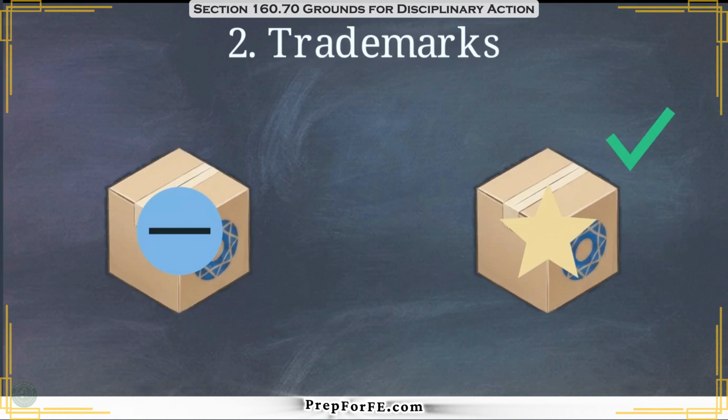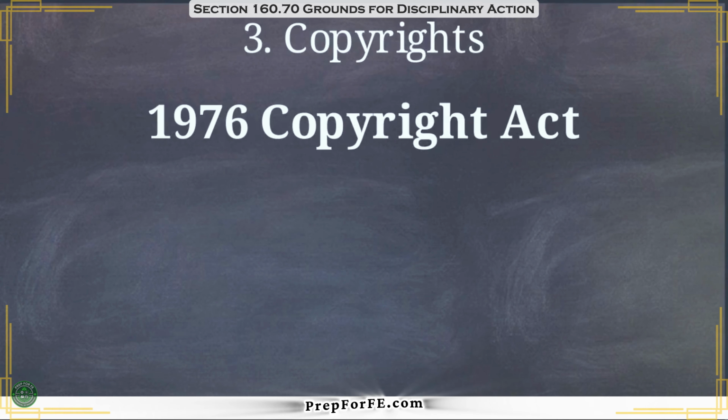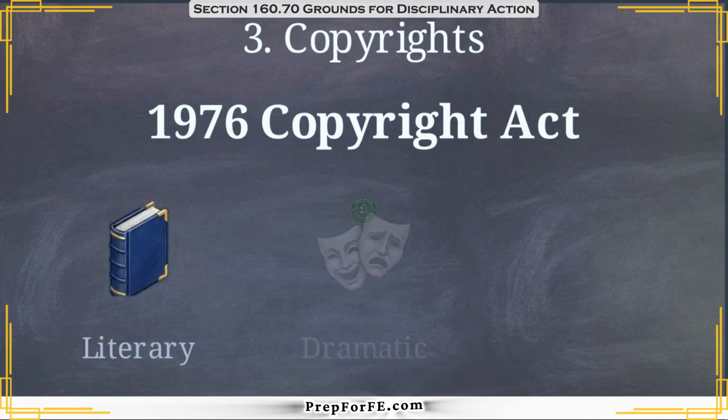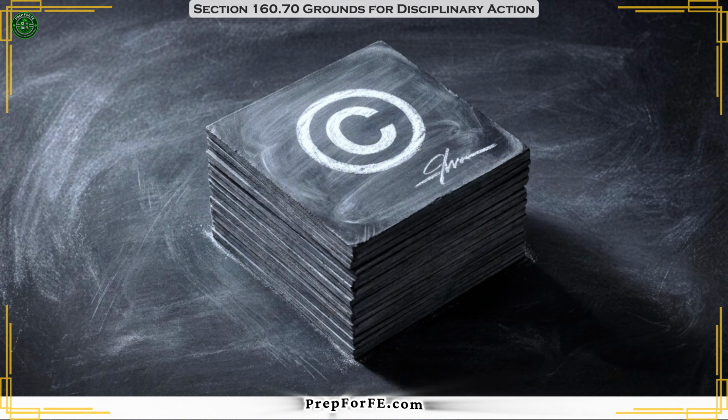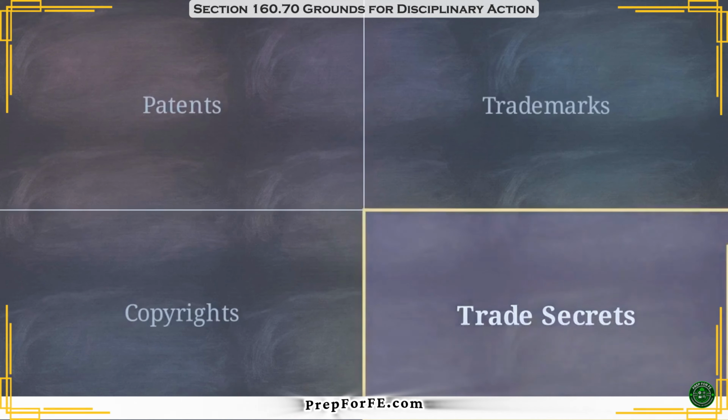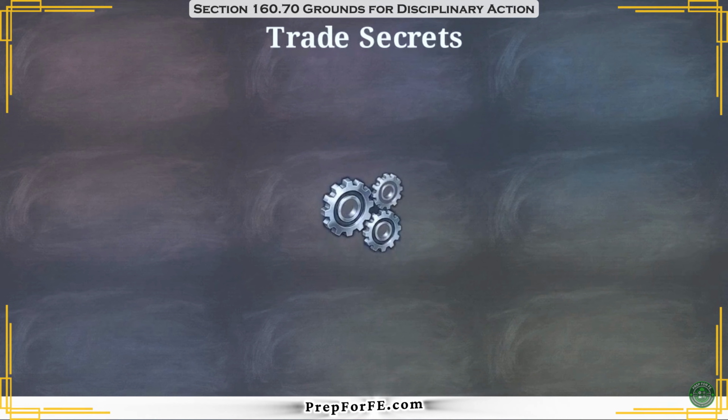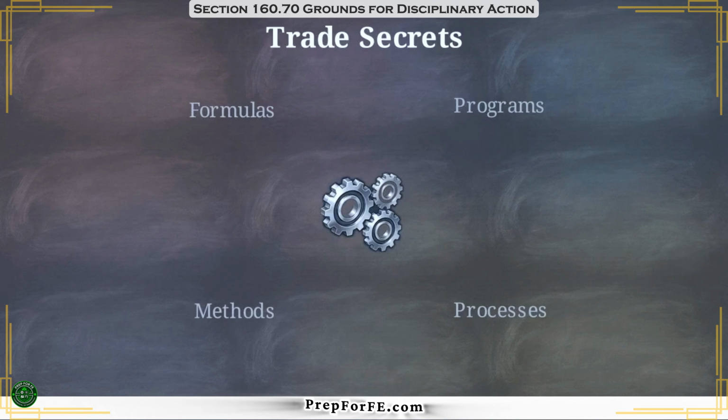Governed by the 1976 Copyright Act, this protection is provided to authors of original works, including literary, dramatic, and artistic material. A copyright owner holds the exclusive right to reproduce the work, prepare derivative versions, and publicly distribute or display the material. The final quadrant is trade secrets. This category applies to formulas, programs, methods, or processes.